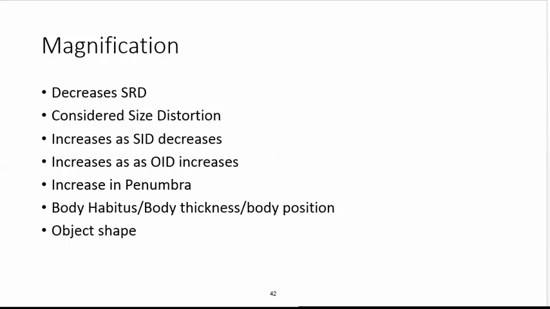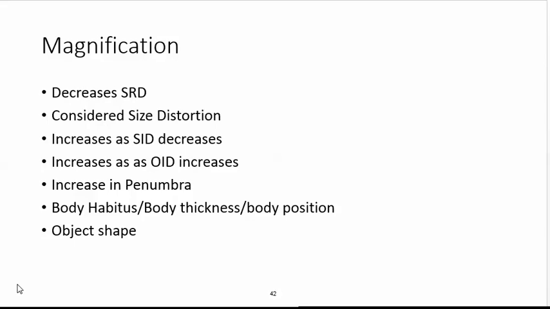All right. So what we want to do is to have as low of an OID as possible with a reasonable SID, because magnification decreases sharpness of recorded detail. Again, refer you back to your flashlight and your shadow. Anything that increases your magnification decreases your sharpness or recorded detail. Sharpness or recorded detail is considered size distortion, and it gives the radiologist an inaccurate idea of what the anatomy looks like. So if you have a patient that you shoot a chest x-ray AP versus PA, then the heart's going to look more magnified on the AP as opposed to the PA, because the heart is more anterior in the thoracic cavity than posterior. So there's going to be some magnification of the heart.